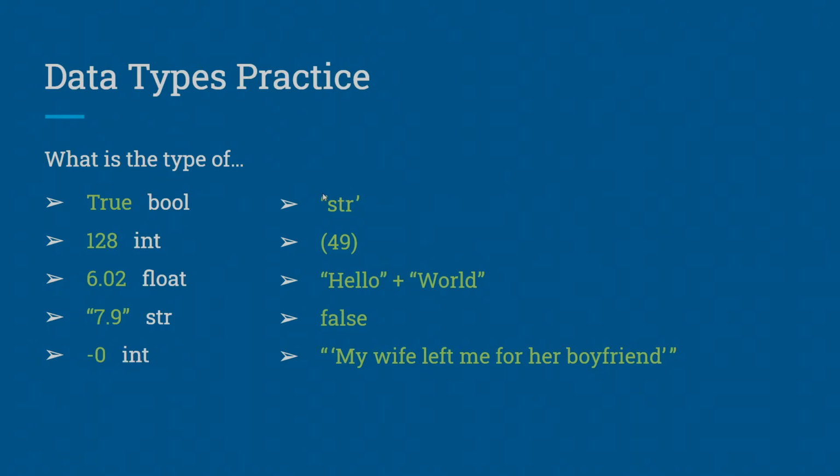Next up, str. Though this appears to be a valid string at first, you might recognize that the closing quotes are different from the opening quotes, and therefore this string never ends at all. This actually ends up as an error. 49 enclosed in parentheses is just 49, and is therefore an int. Parentheses in Python can be used the same way as they can be in math.